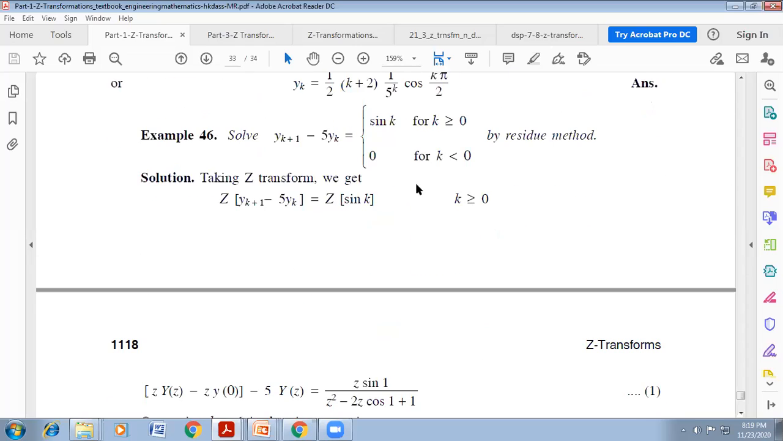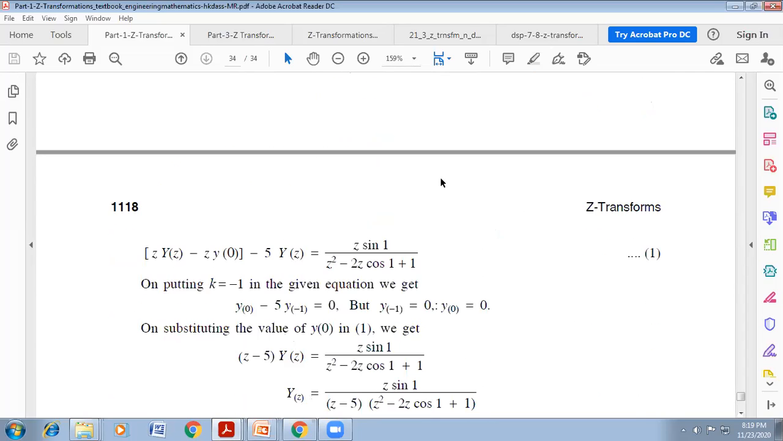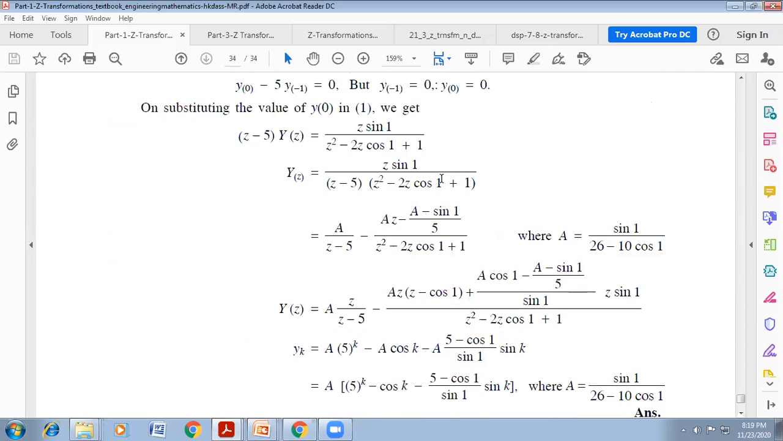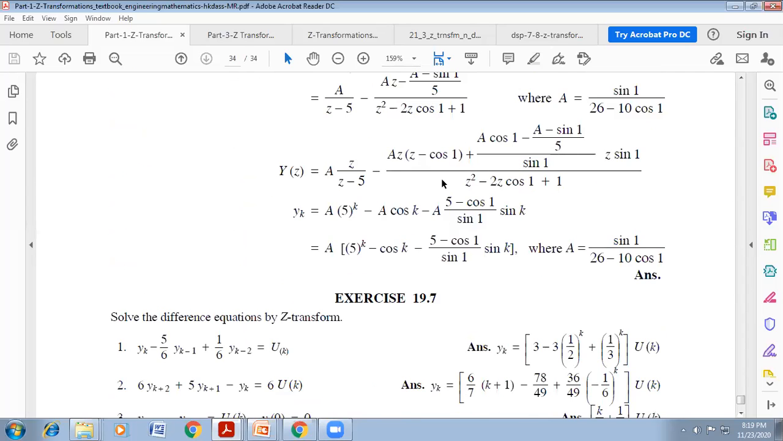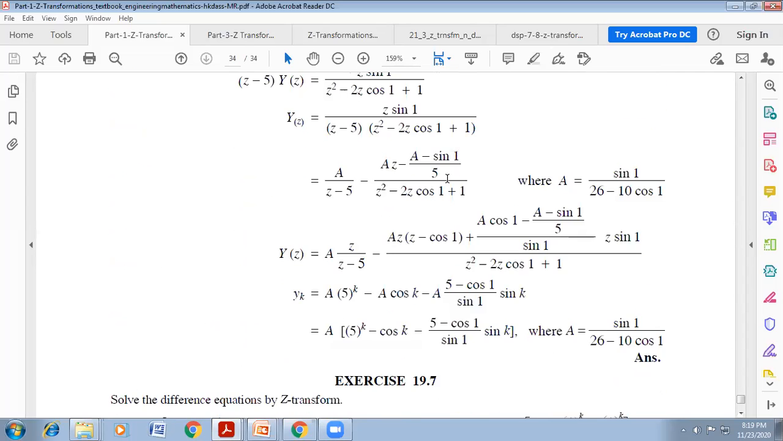This example is for you, and this will be homework for you, for different values of this sequence difference equation. This difference equation has different values depending on k. By the residue method, you have to find this. I hope everybody can now solve a difference equation by using Z transformation. Solving a difference equation by using Z transform.